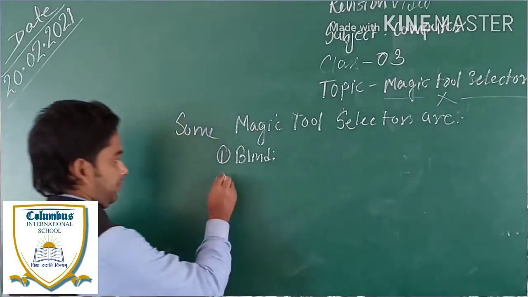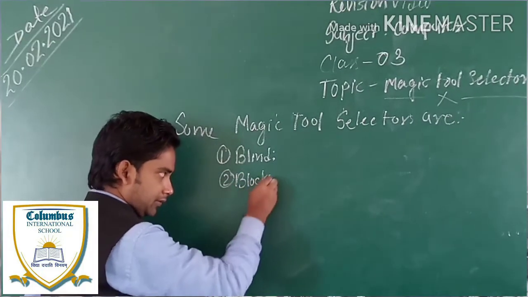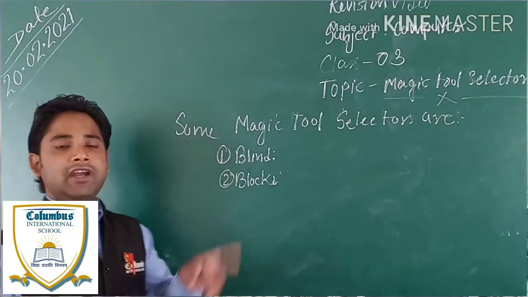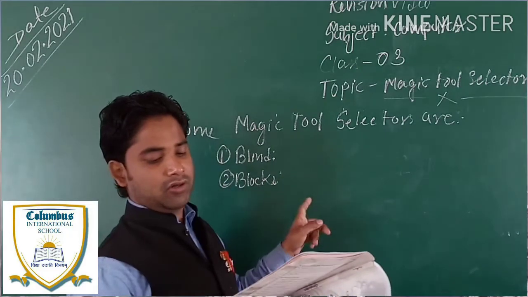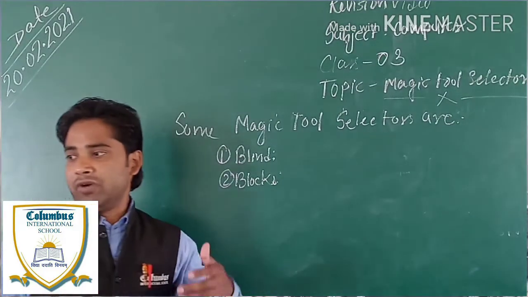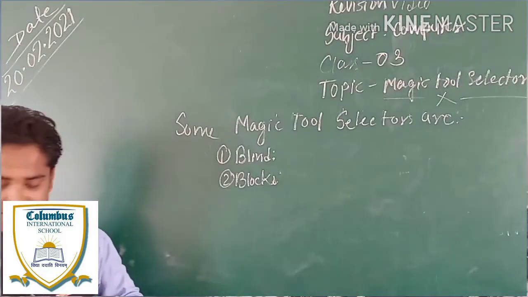Second is blocks. Its function is to put blocks on the picture and make it hazy.